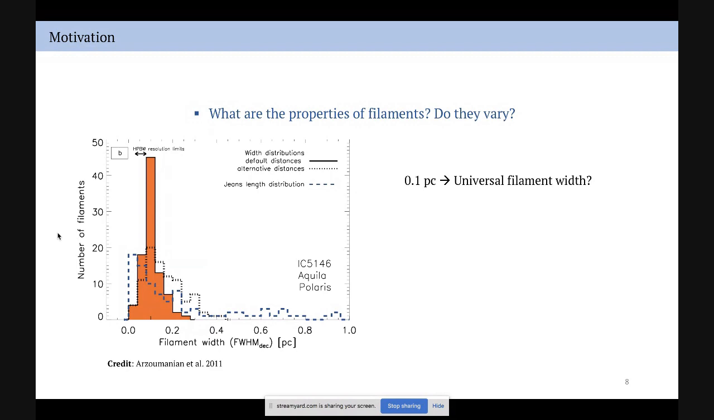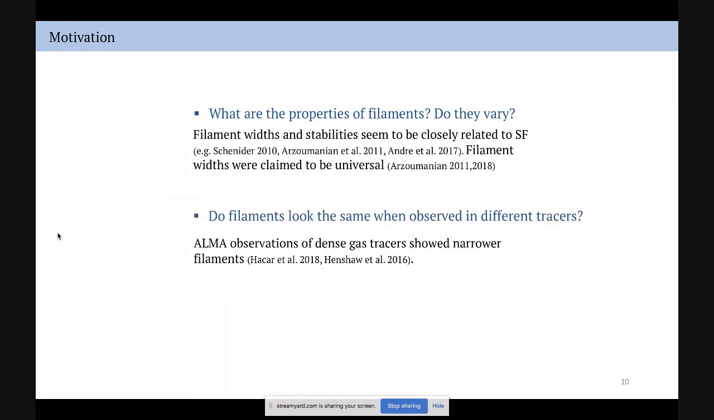So in their 2011 study, Doris Arzumanian and collaborators found that the filament width as a physical property could be universal, and it's equal to 0.1 parsec for most of their filaments. And they speculated that this could be related to a possible formation scenario of filaments via colliding flows within molecular clouds. And the second question is motivated by the fact that many of the higher resolution observations showed much narrower filaments. So we want to look at different tracers to see if there are any differences.